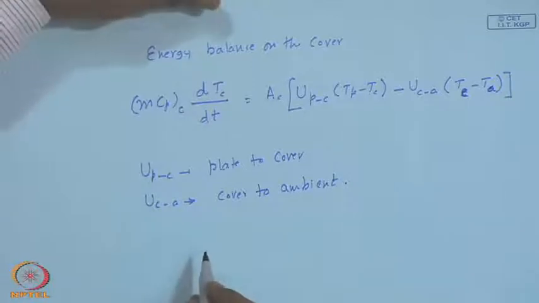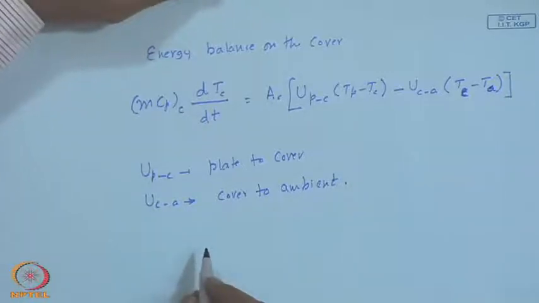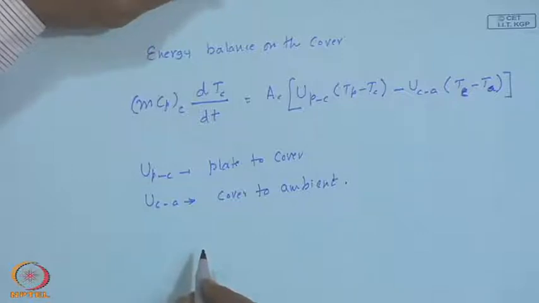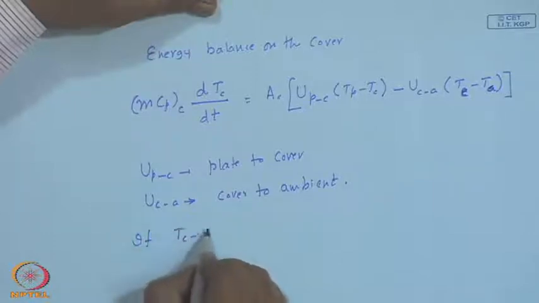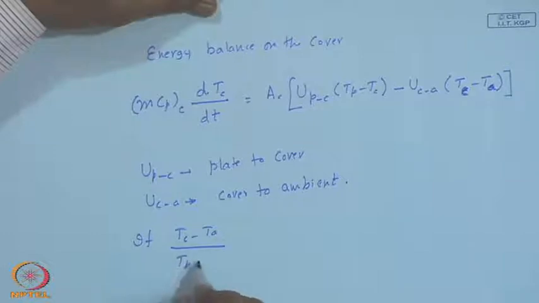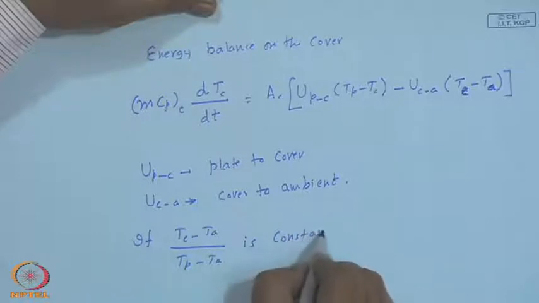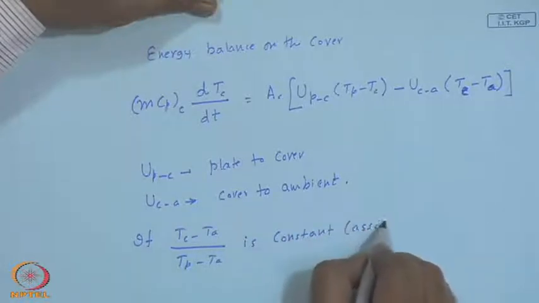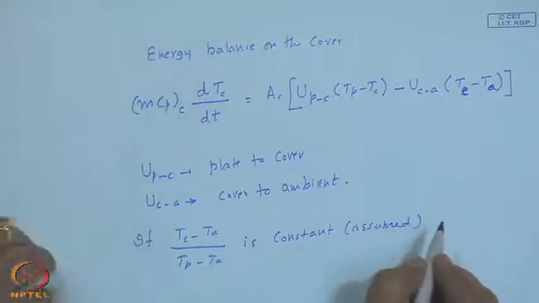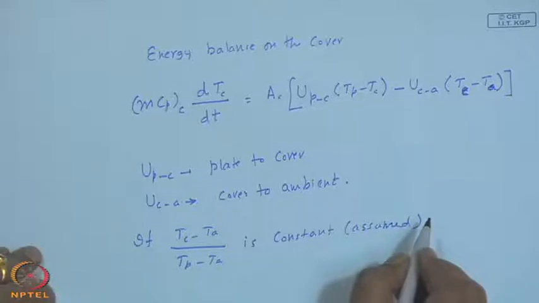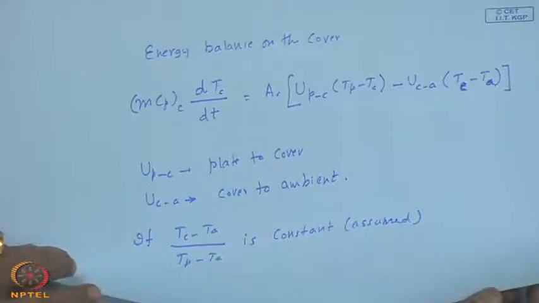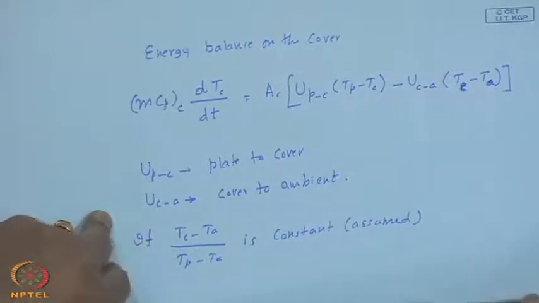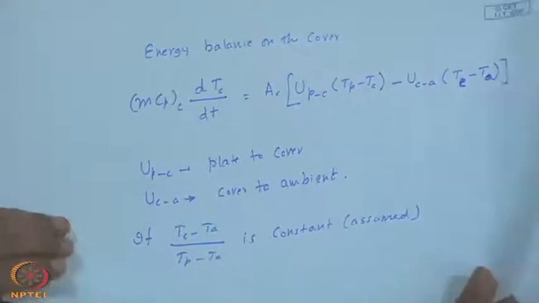Now, of course, these are two simultaneous equations for Tp and Tc. One can solve them simultaneously, first order, not very difficult, but a great simplification occurs if (Tc minus Ta) upon (Tp minus Ta) is constant, assumed. Tc is changing, Tp is changing, Ta is changing, so we assume that the ratio is constant. It is something like the fully developed condition for the temperature field, though that is exact and this is approximate.